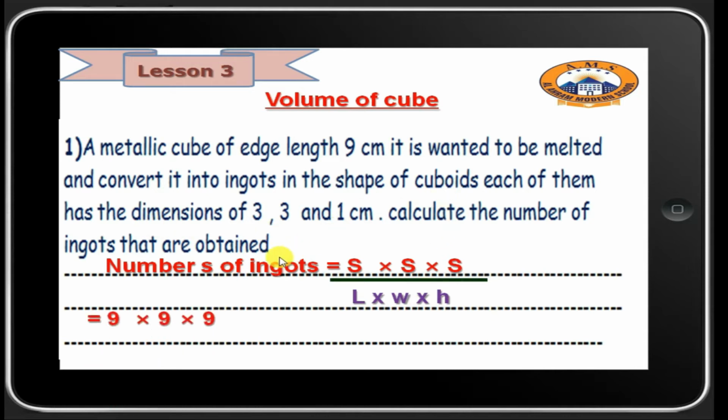And let's change the rules into the numbers. The edge length here is 9 centimeters, so I'm going to multiply 9 times 9 times 9 over 3 times 3 times 1. That will give you 81 ingots. So this is the number of the ingots that we're going to obtain when we convert it to cuboids.